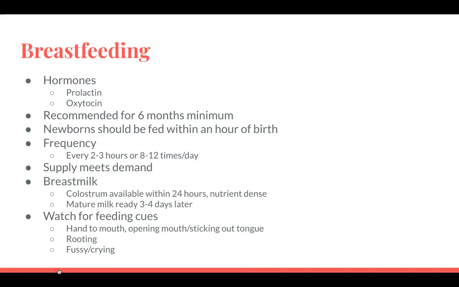So watch for feeding cues. Oh, actually, it says you don't need to know that. So I'm going to skip over that.